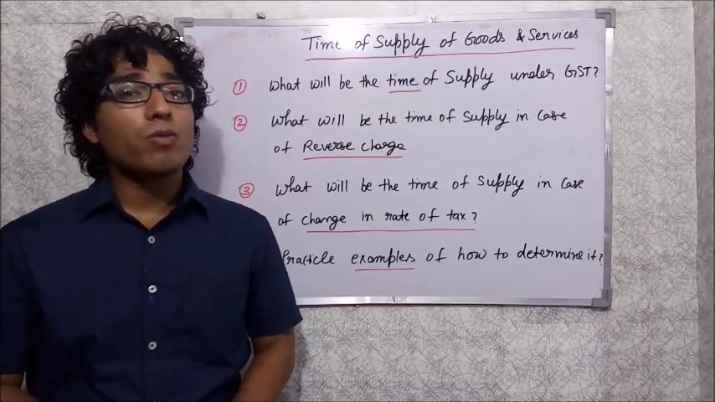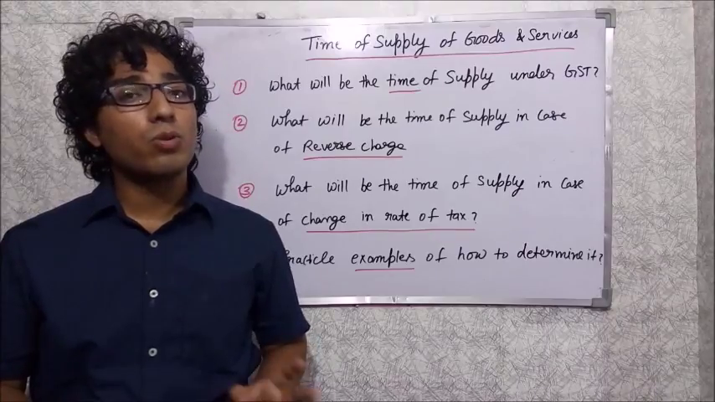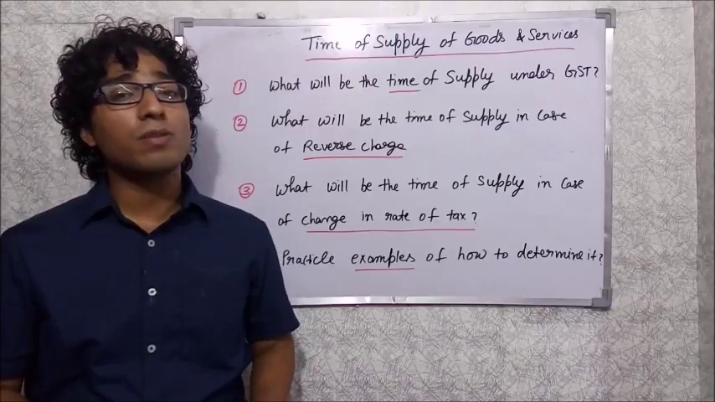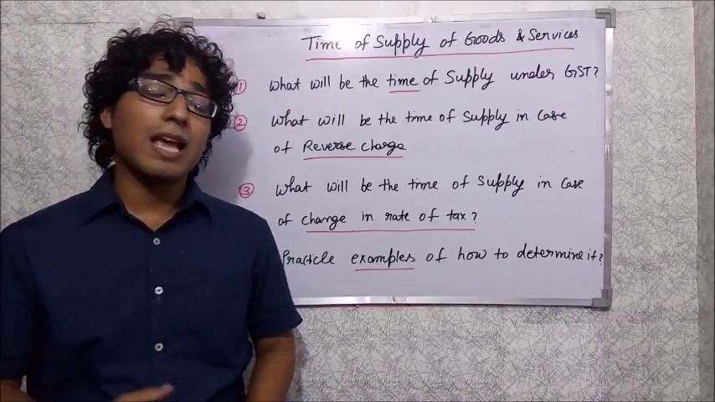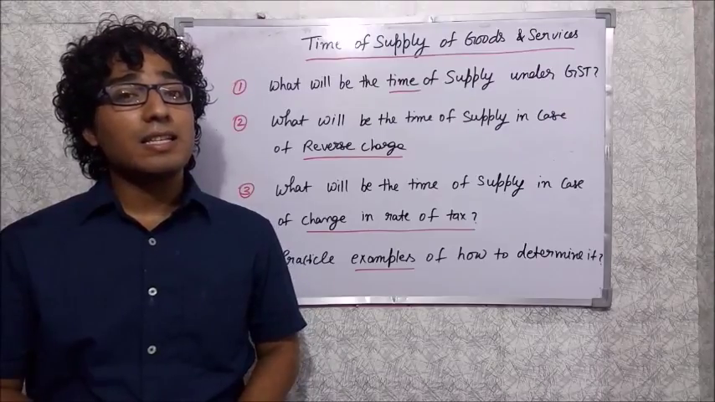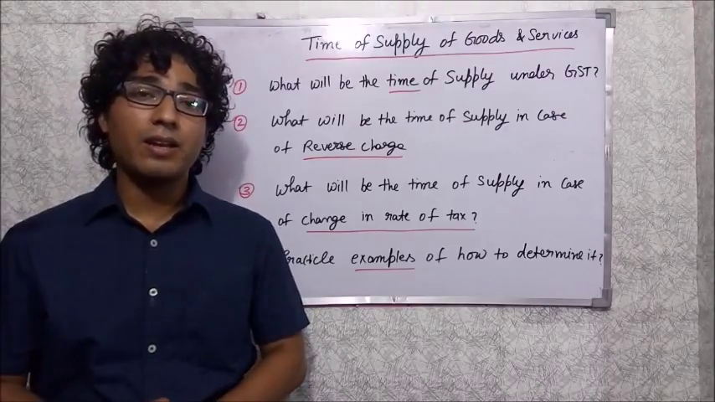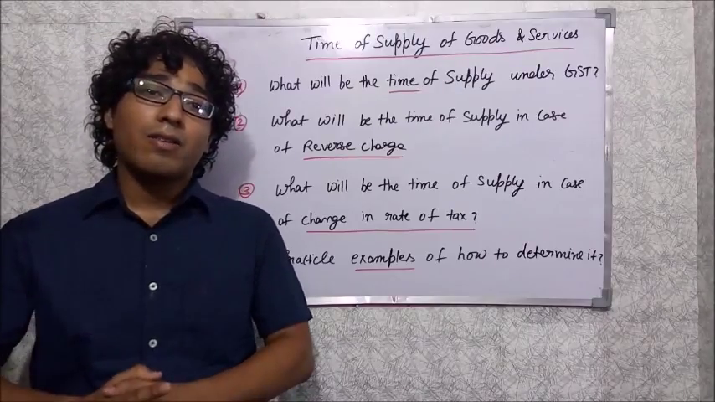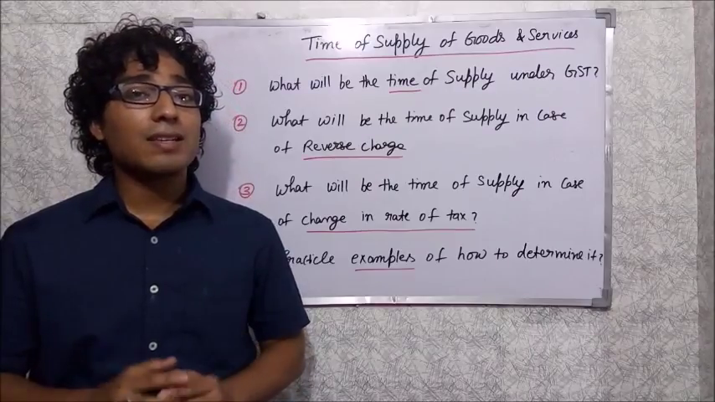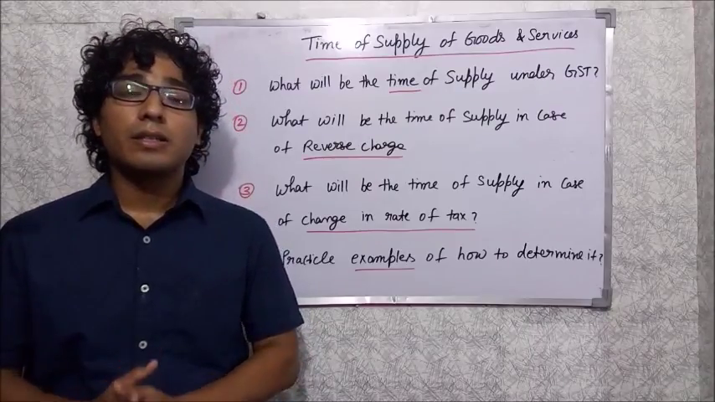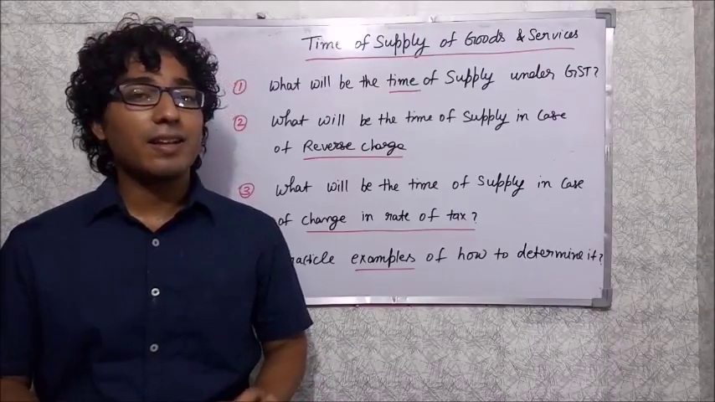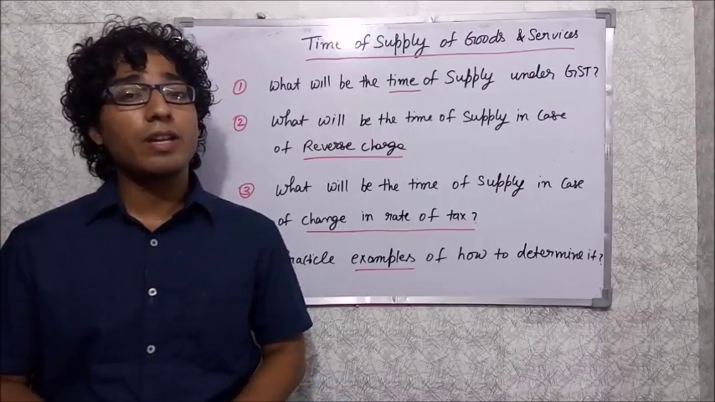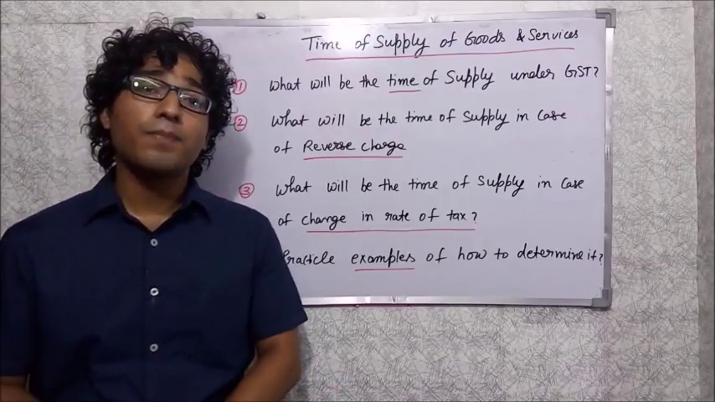The time of supply of goods or services is very important for two reasons. First of all, you have to make the payment under GST on the basis of the time of supply of goods or services. The second reason is that, suppose there is a change in the GST tax rate, then the time of supply will be very important for determining which tax rate you have to pay.